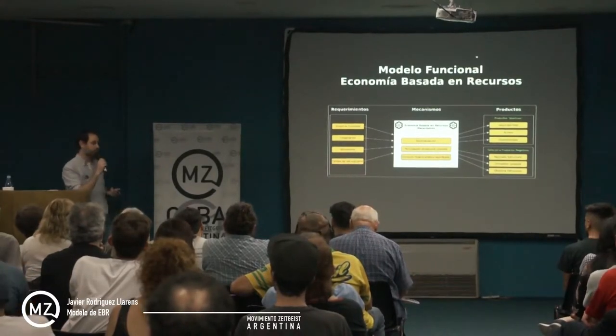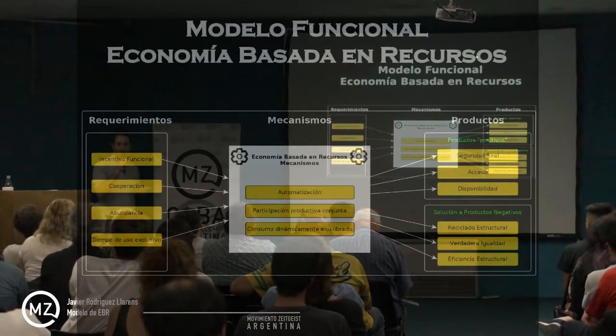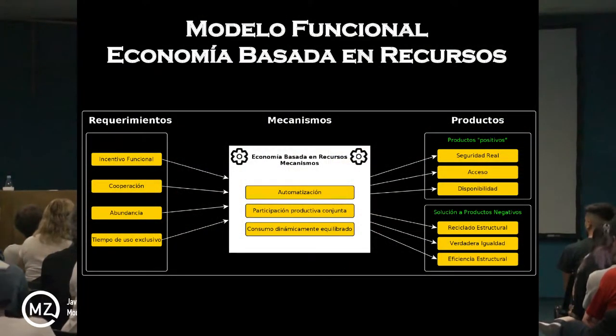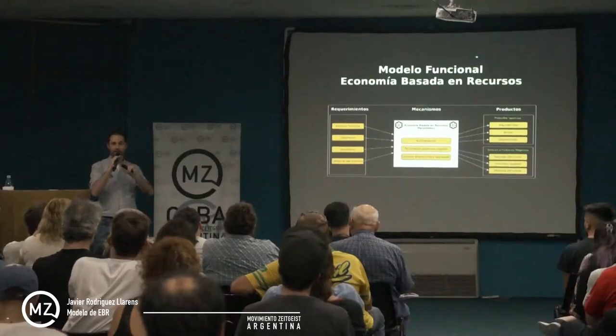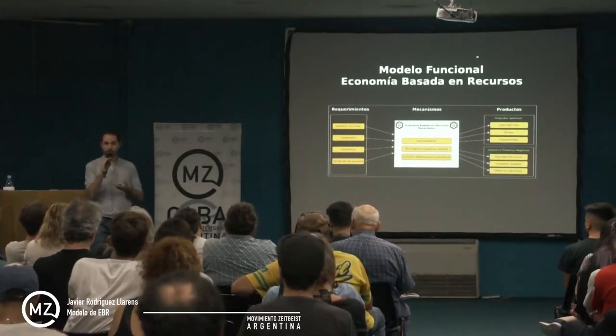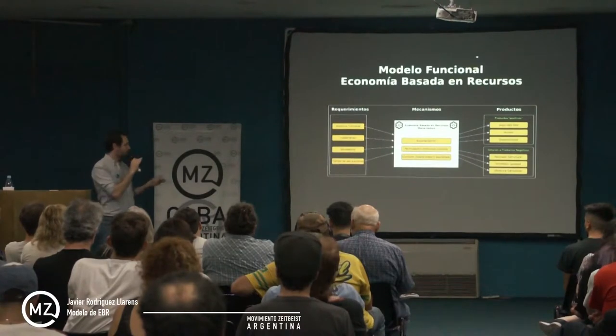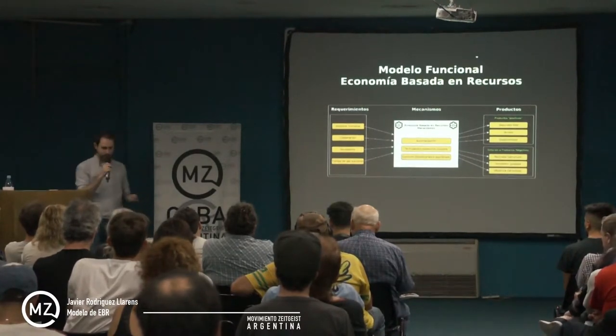True equality, because we don't have to compete against one another for the same jobs because they are automated, so we will be able to do whatever we want. And structural efficiency, because as I said, this cost structure that prevents companies from doing things in an ethical way, as all production is automated and as the employer-employee-consumer mechanism is obsolete, will produce a structural efficiency. So those are the two models, the comparison between a monetary system and the resource-based economy.